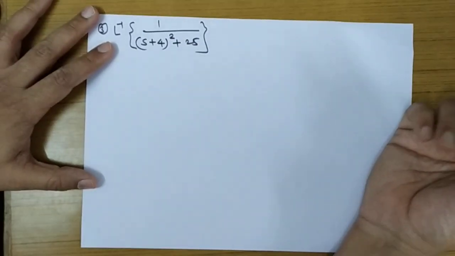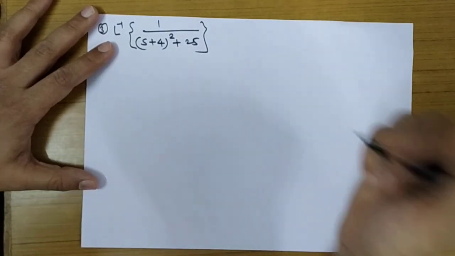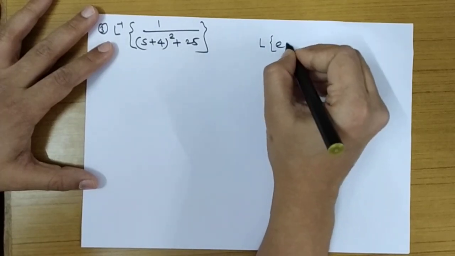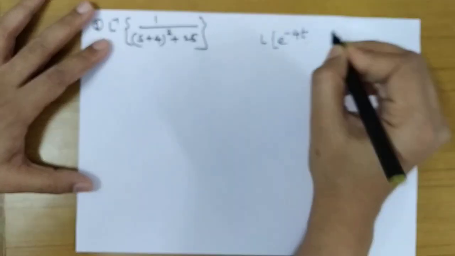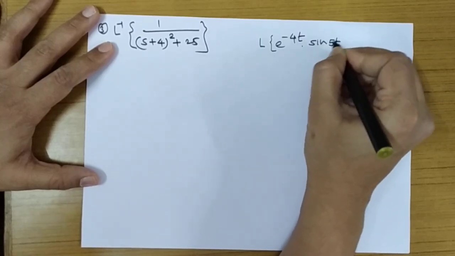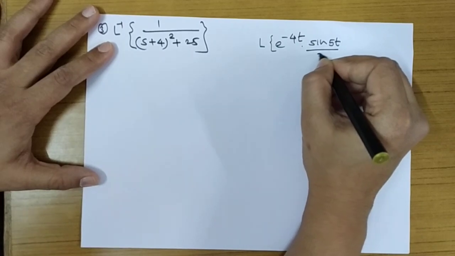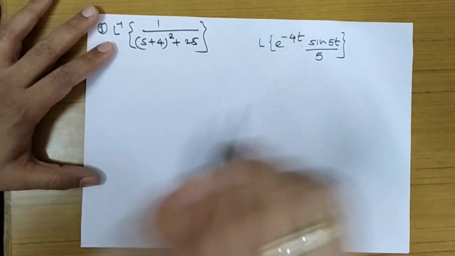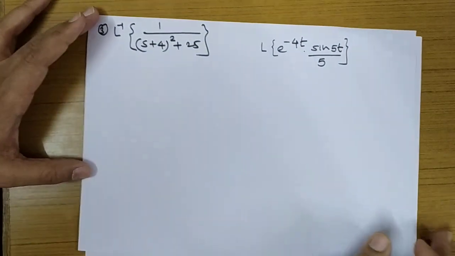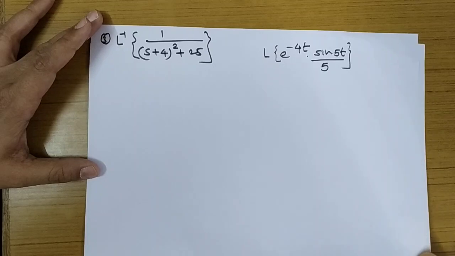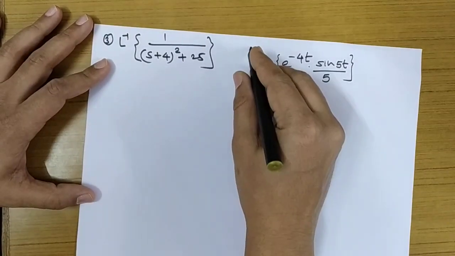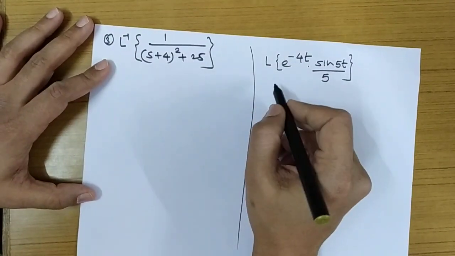So think about inverse first shifting theorem. What is first shifting theorem? So if you want to find out the Laplace of this question, e raised to minus 4t into sine 5t by 5. Okay. How to find out the Laplace of this question? Think about it. Right? So what you will do in order to solve the Laplace of this question first?